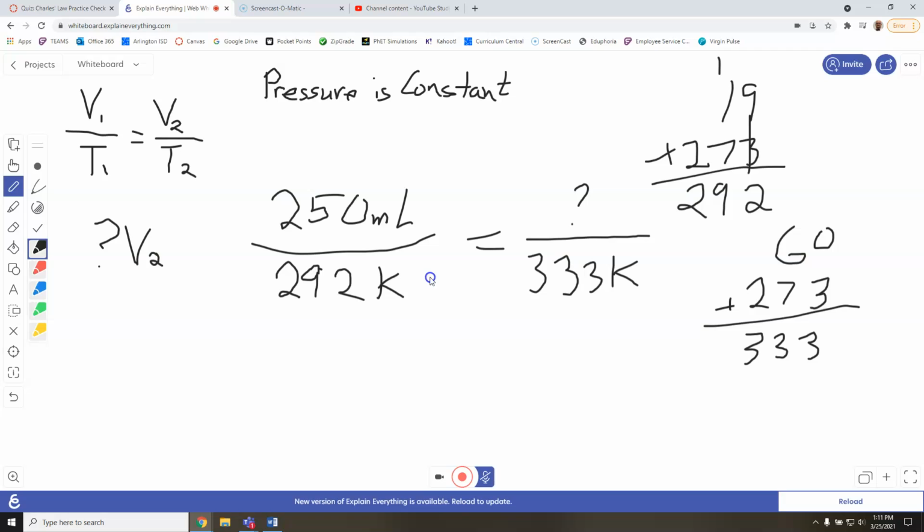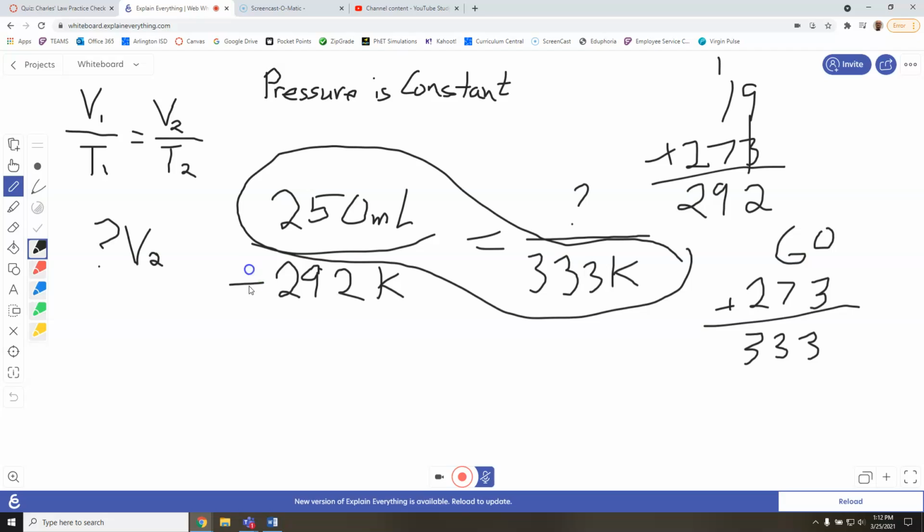What math technique do we know that we solve proportions with? Cross multiply and then divide. So we're going to take 333 times 250 and then divide that by 292, which gives us 285.1027.